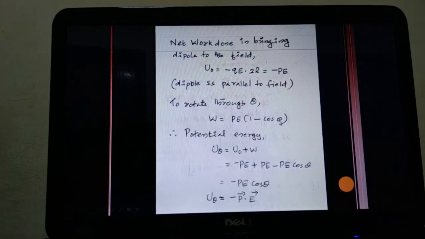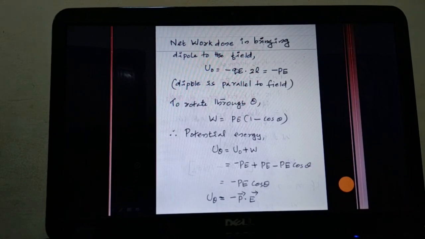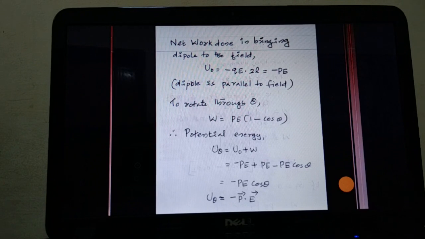Okay, so that will be adding to the potential energy of the dipole. Initially, I already told you, you are doing two works on the dipole: to bring it from infinity to a point, then to rotate it. You have to add both these works done so as to get the total energy of the dipole. You have calculated the work required to bring it from infinity to here, that is U0, which is minus PE, and the work done to rotate it, that is PE times 1 minus cos theta.